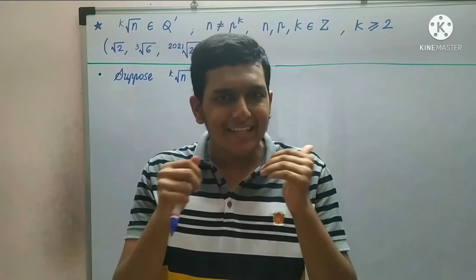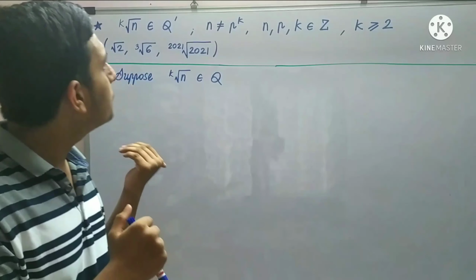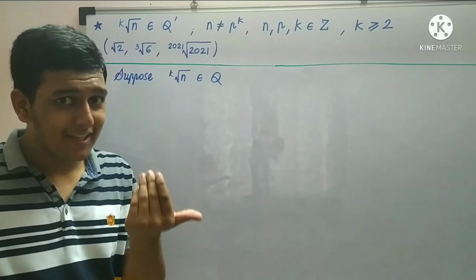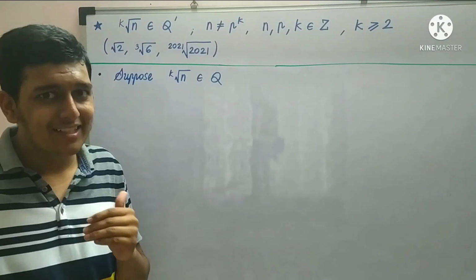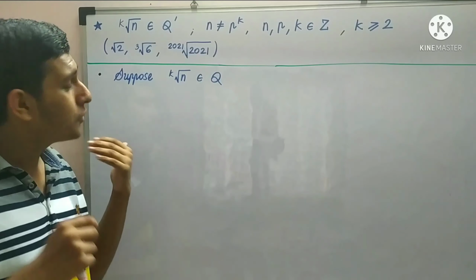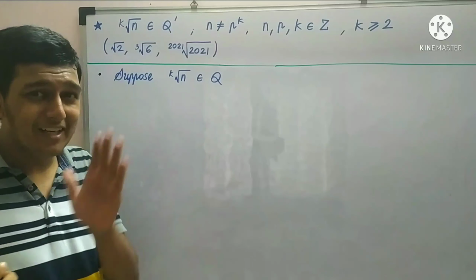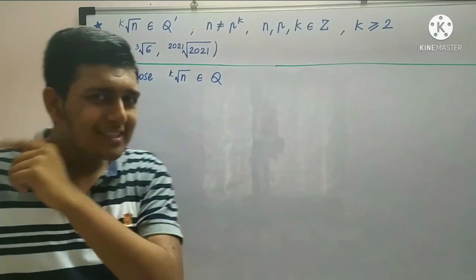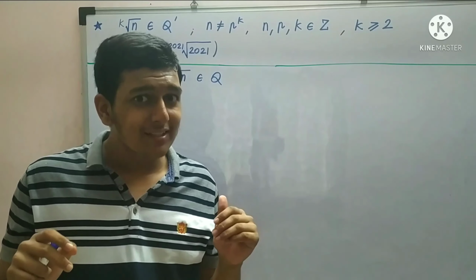Hello everyone. In today's video, we will prove that the kth root of n, whenever n is not a perfect kth power, is irrational. This includes numbers like root 2, the cube root of 6, the 2021st root of 2021. To do this, we will use the method of contradiction.